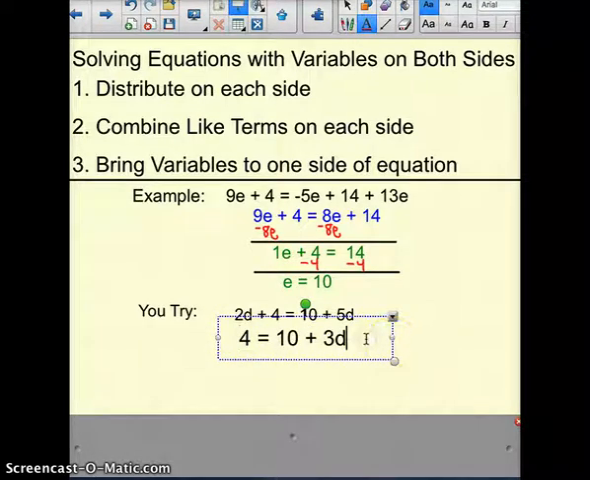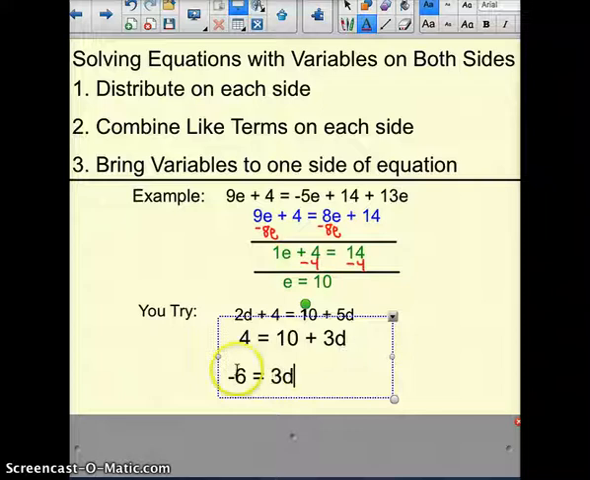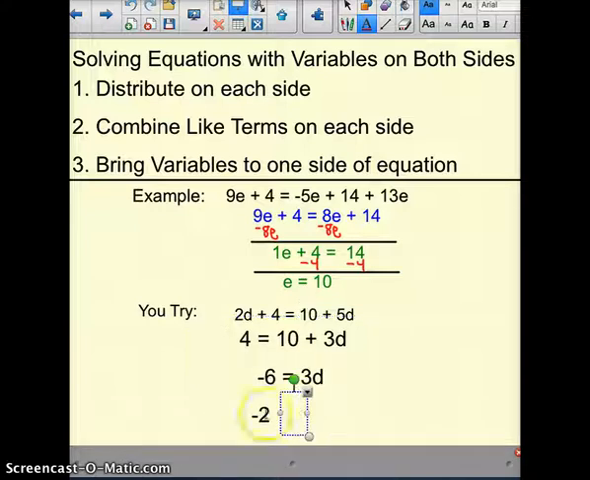Now you can subtract 10 on both sides, and if you subtract 10 here, that cancels out. 4 minus 10 gives you -6 equals 3d. And if you divide by 3 on both sides, -6 divided by 3 gives you -2. -2 equals d.